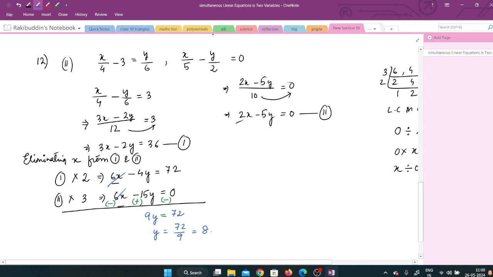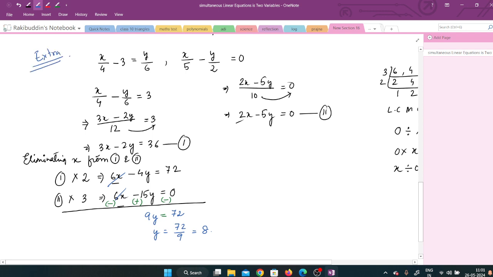12, 2x by 4 minus 3 equals y by 6. Then, oh, I have chosen two different equations. Okay, no matter, let us not make it equation 2, let us make it a different equation. It's okay. Now this is not your equation 2, I have chosen two different equations from two equations, so make it as an example.